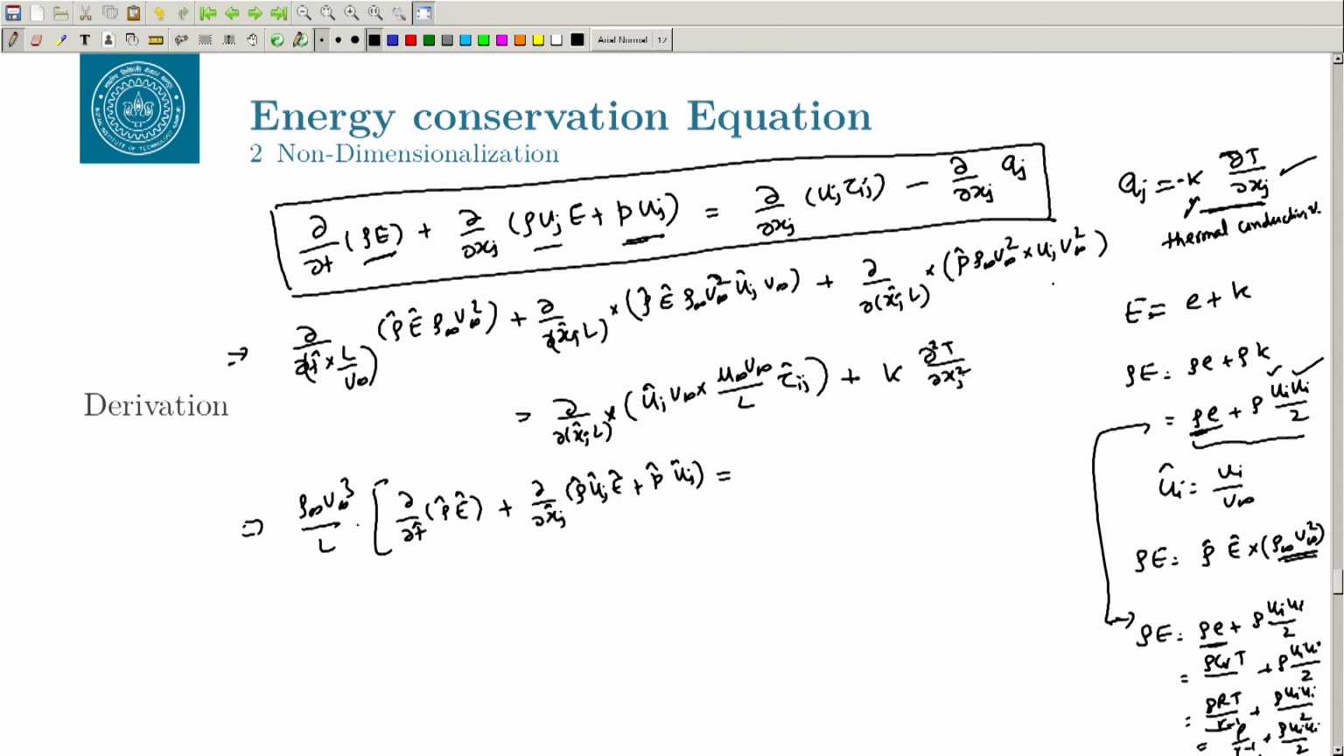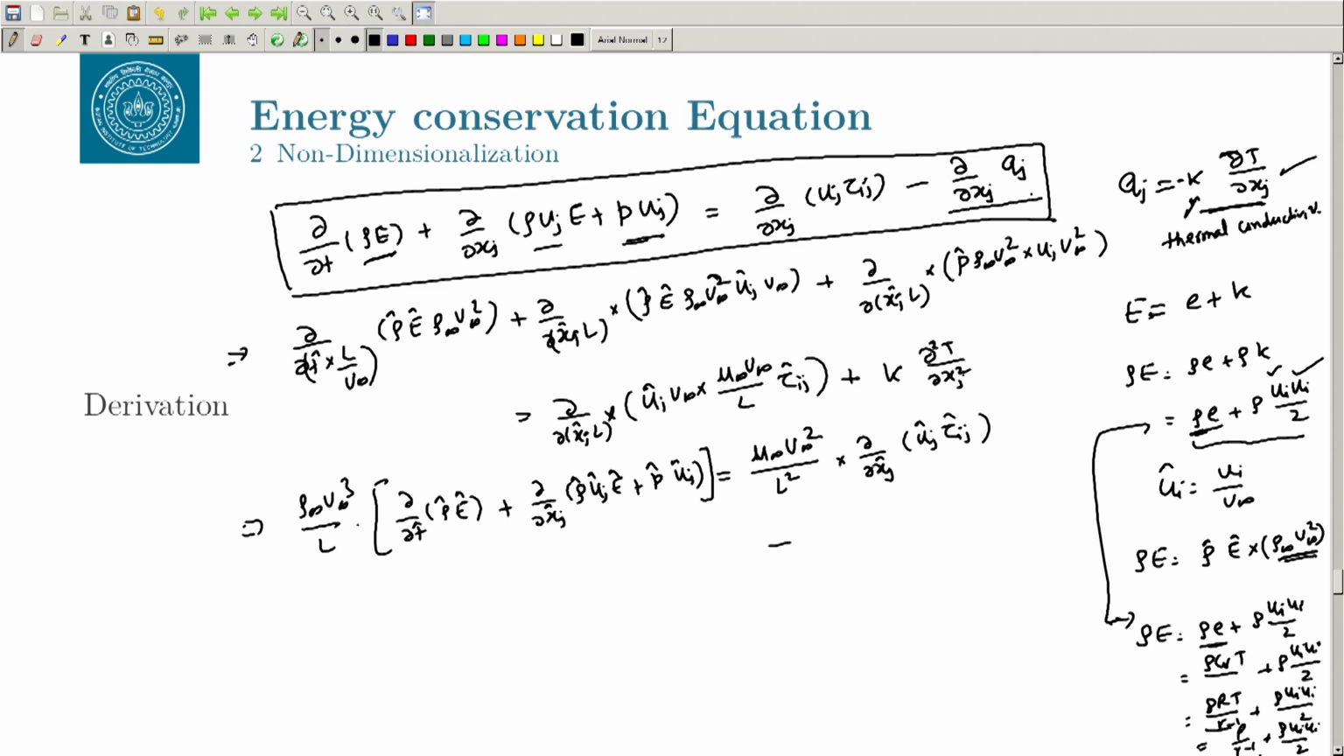here, what are the terms that you are getting? mu infinity u infinity square by L square, okay, and del by del x_j hat of u_j hat tau_ij hat.